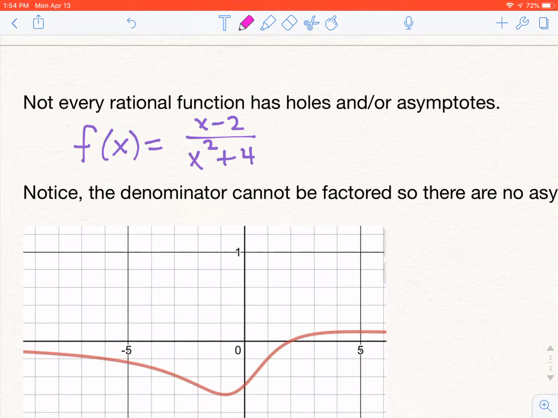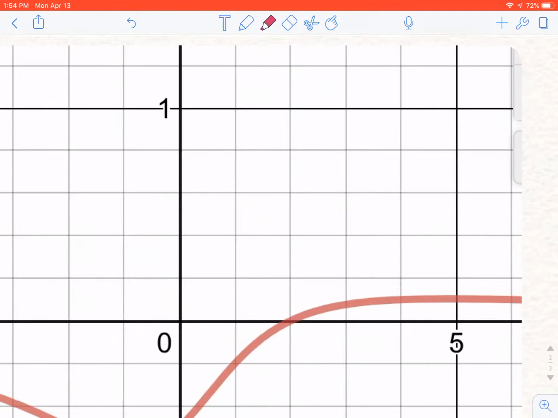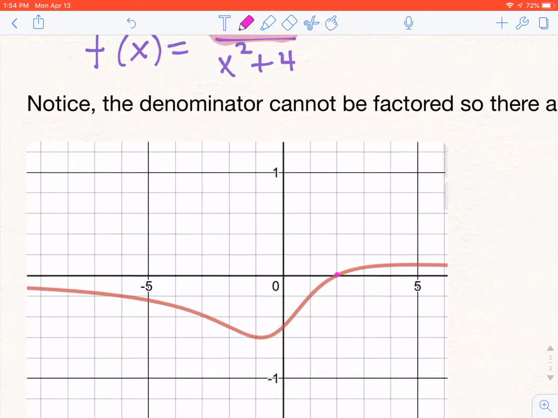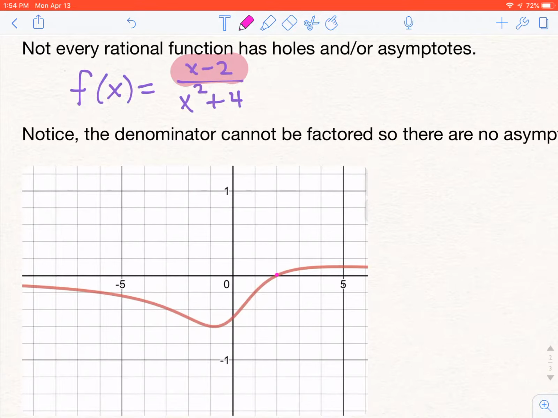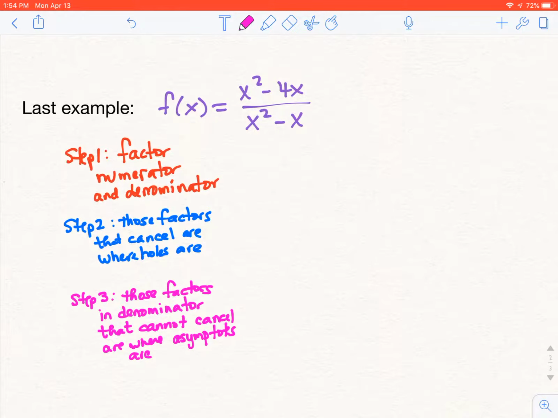So notice where the numerator is 0, that's where it crosses the x-axis. And this numerator, x minus 2, is going to be 0 at 2. And notice right here, at x equals 2, that's where it crossed the x-axis. But notice, no holes, no asymptotes. Okay? And here's the last example. I didn't write it all out, so we can kind of do it real quick together. f of x equals (x squared minus 4x) over (x squared minus x).